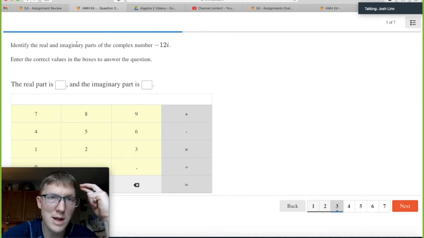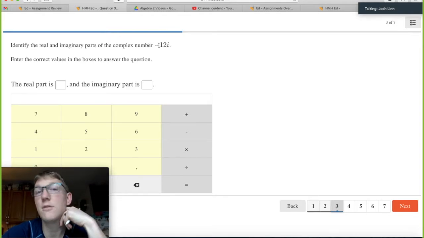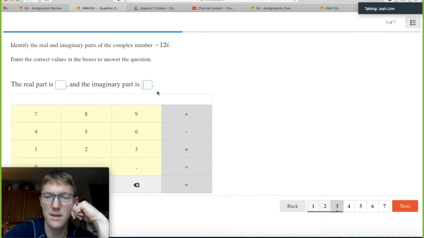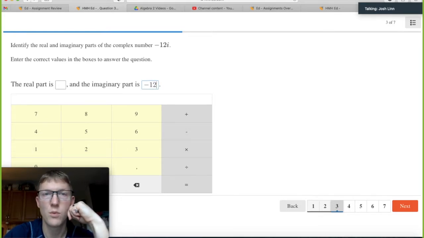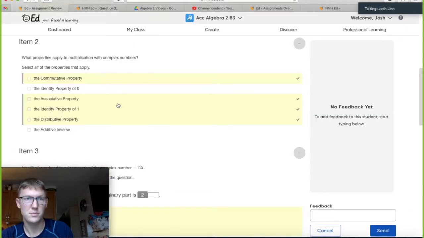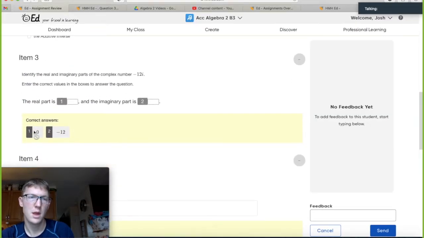Identify the real and imaginary parts of the complex number negative 12i. So the imaginary part is negative 12. What's the real part? There is no real part. So because it's addition, though, to get rid of that real part, we would say it is 0. Hey, look, I started getting the right answers again. Whew.